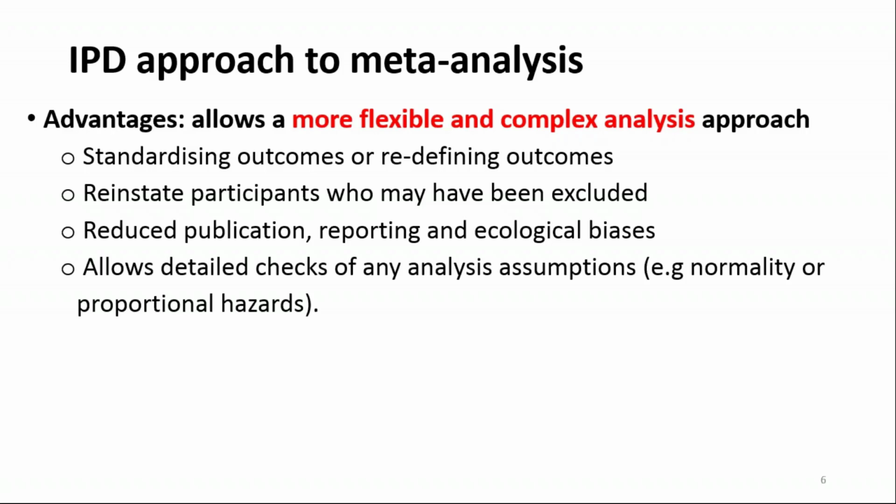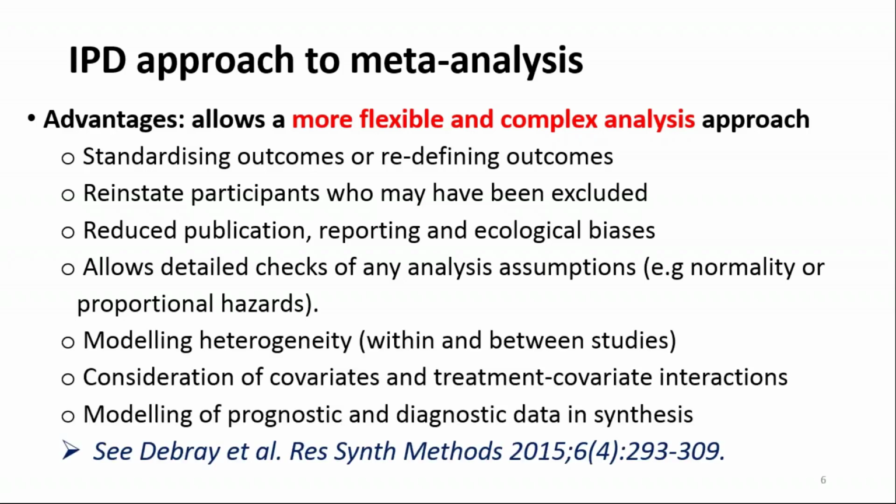Such an approach also allows detailed checks to be made of analysis assumptions, such as whether data is normally distributed, or perhaps proportional hazards checks for survival data. And such an approach also allows more complex statistical analysis approaches, such as modelling heterogeneity within or between studies, considering covariates in analysis or treatment covariate interactions, or also modelling more complex data types, such as prognostic or diagnostic data.